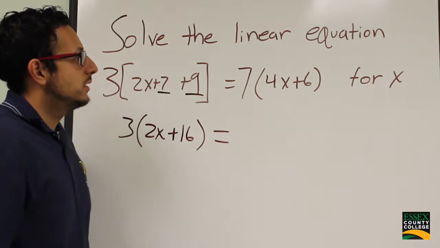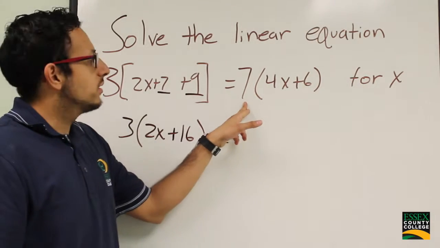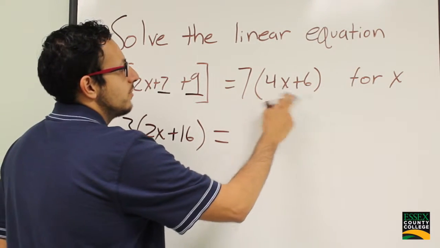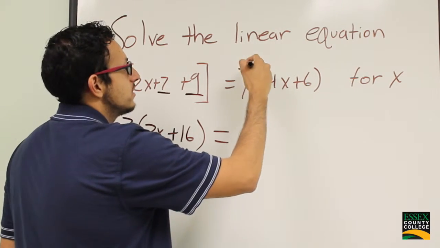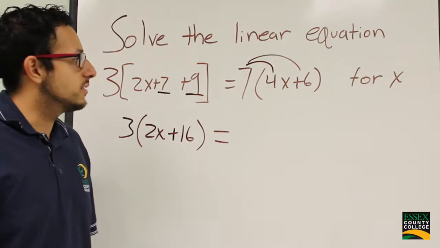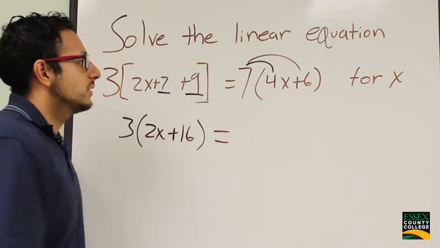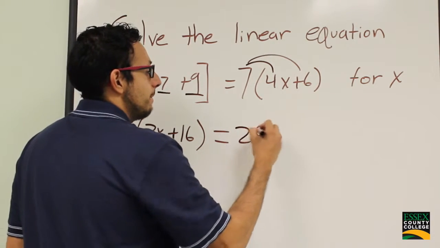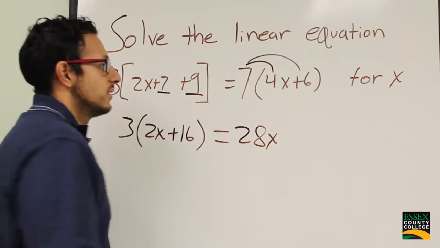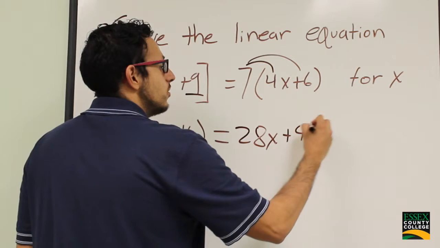Equal to, we're going to distribute the 7 here, because this is the distributive property. 7 times what's inside the parentheses, so 7 times both the 4x and the plus 6. So 7 times 4x is 28x, and 7 times positive 6 is positive 42.